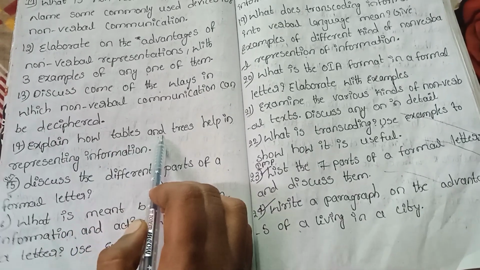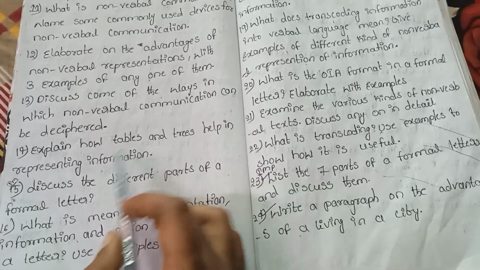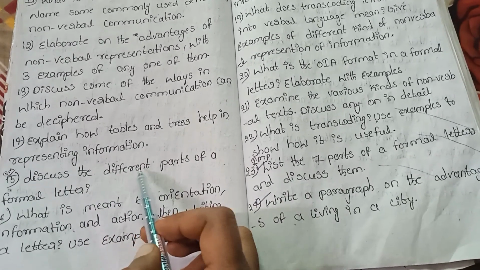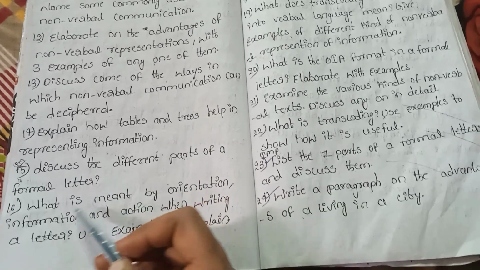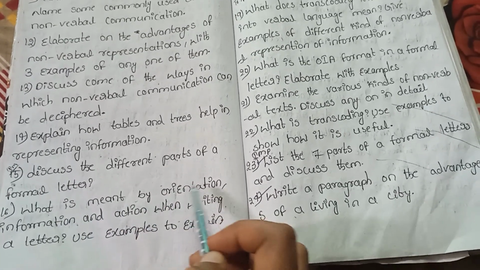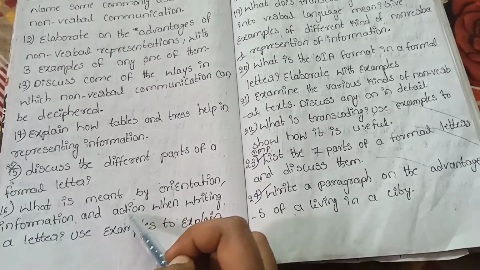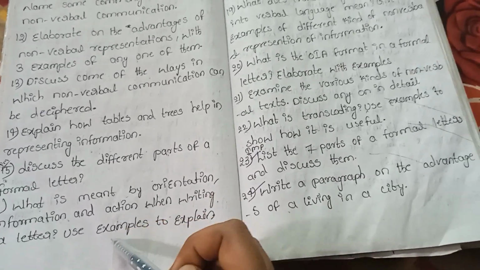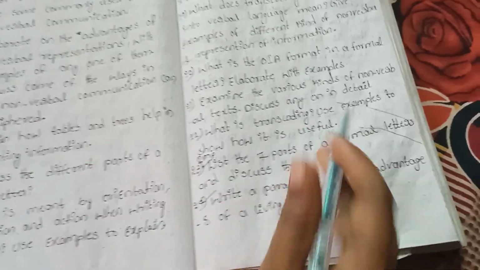Explain how tables and trees help in representing information. Discuss the different parts of a formal letter. What is meant by orientation, information, and action when writing a letter? Use examples to explain.